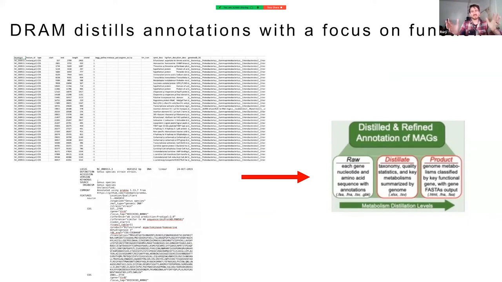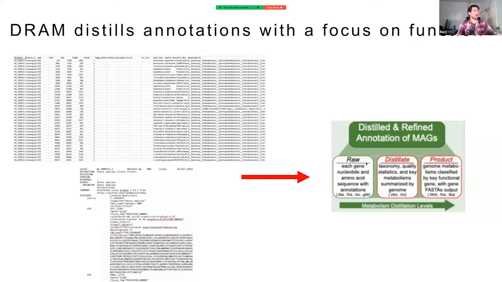So DRAM distills annotations with a focus on function. So over here, you actually have a small snippet of the raw on the left side, and we distill that down into the distillate and then finally into the product. And the product is actually a visual, an interactive heat map, essentially, a little bit more complicated than that, but it really allows you to dig down into what is going on in your metabolic processes. And the distillate contains a lot of the same information as the raw, and also in a graph format, but in a much simpler to understand manner, broken down by metabolism and by gene.